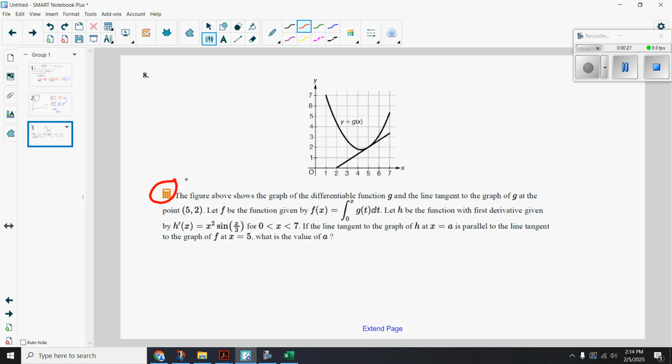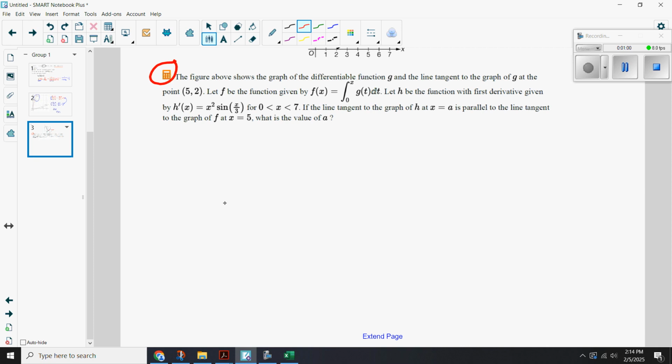The figure above shows the graph of a differentiable function g and the line tangent to the graph of g at the point 5, 2. So we know that we have a point right here, and that is the point 5, comma 2. It says f is the function given by f of x is equal to the integral from 0 to x g of t dt.